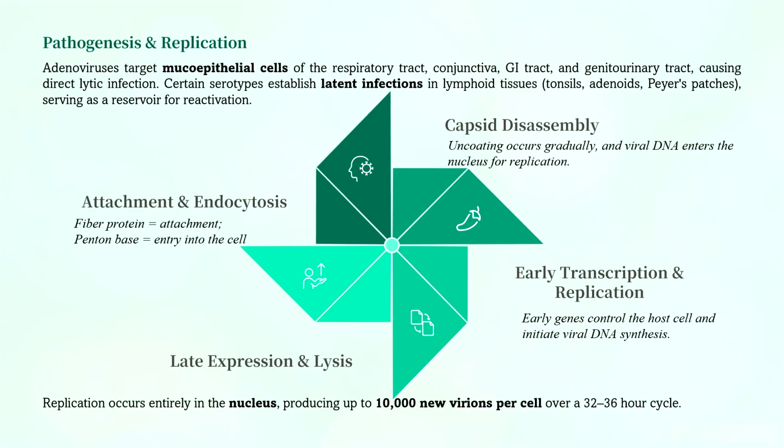And regarding the pathogenesis of adenoviruses, this primarily infects epithelial cells of the respiratory tract, eyes, gastrointestinal tract, and urinary tract. Viral replication causes cell death and tissue destruction, leading to inflammation. The clinical manifestation depends on the site of infection.